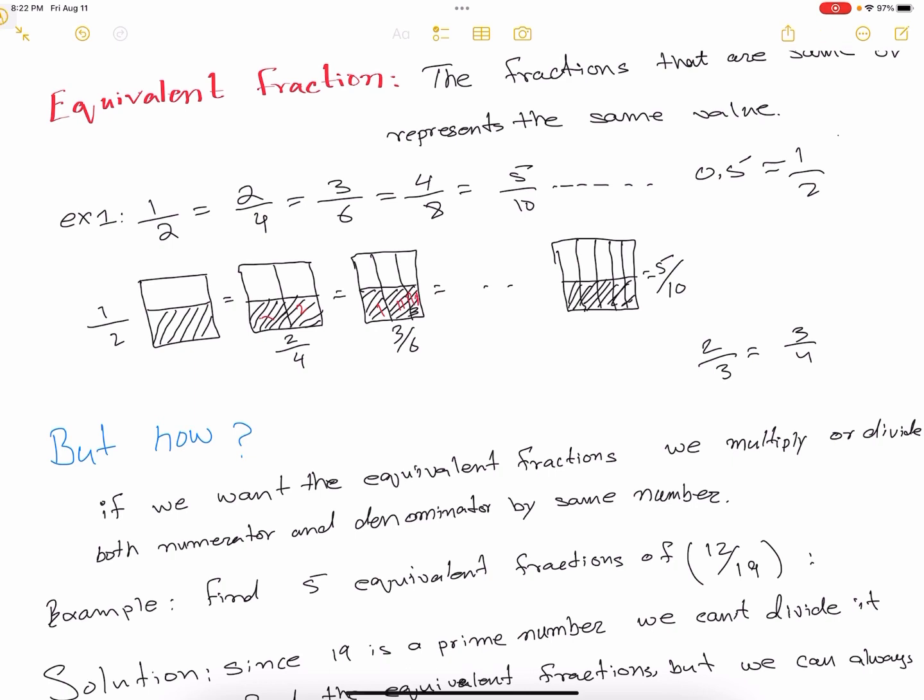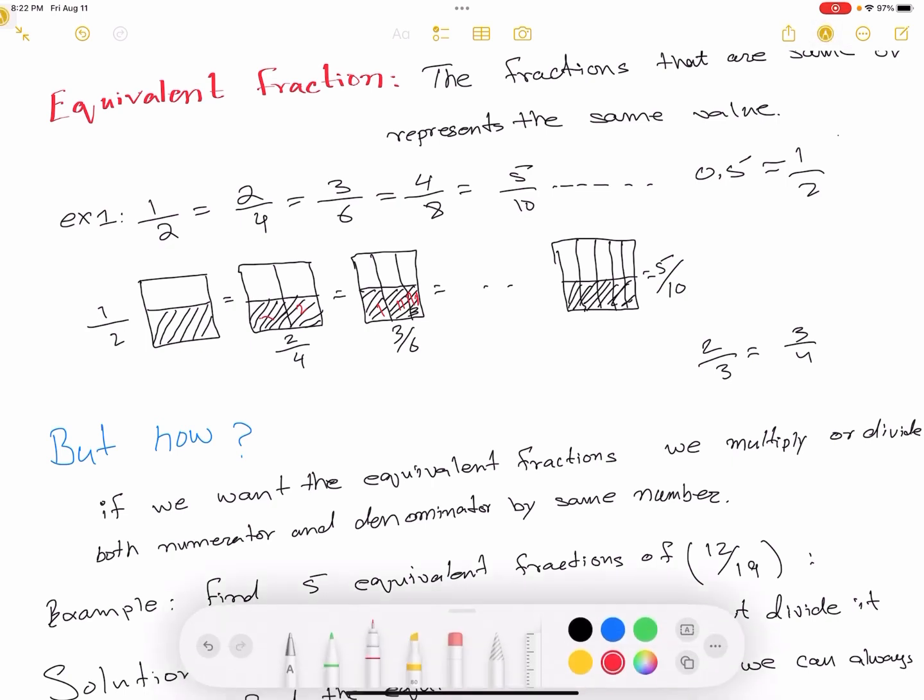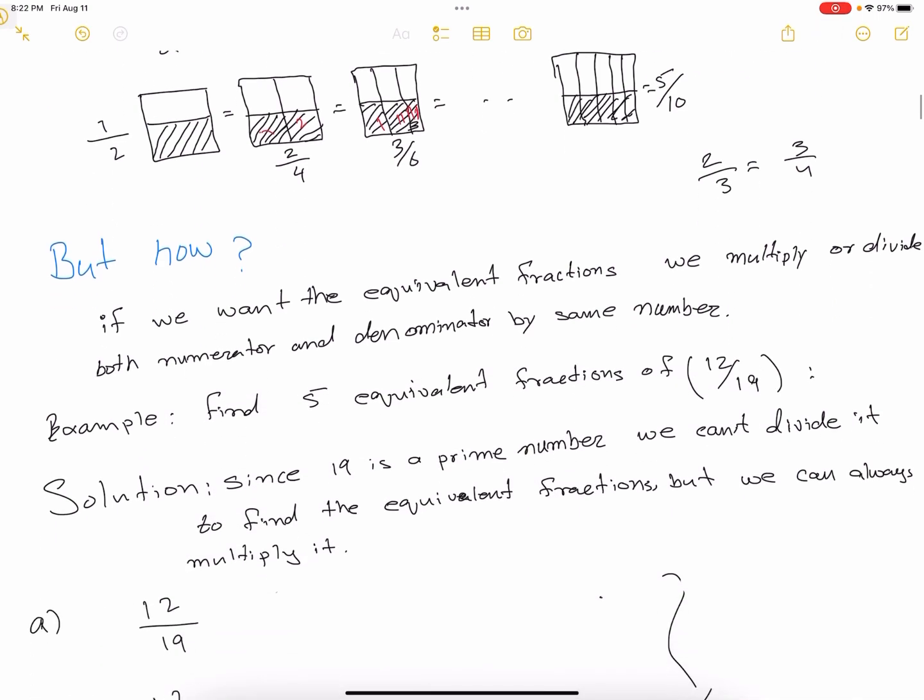And so on, keep going. So these are called equivalent fractions. Now, how do we get equivalent fractions?